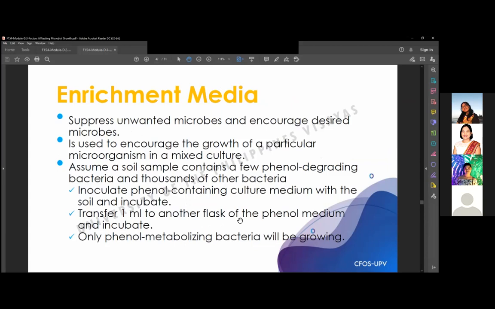Enrichment media suppresses unwanted microbes and encourages desired microorganisms. It is used to encourage the growth of a particular microorganism in a mixed culture. So, for example, you have a sample where you feel there are only a few bacteria present and you want to increase their number, you put them in enrichment media. Okay?